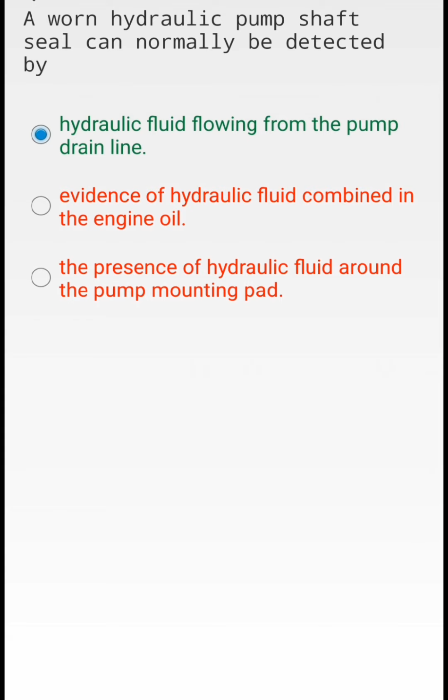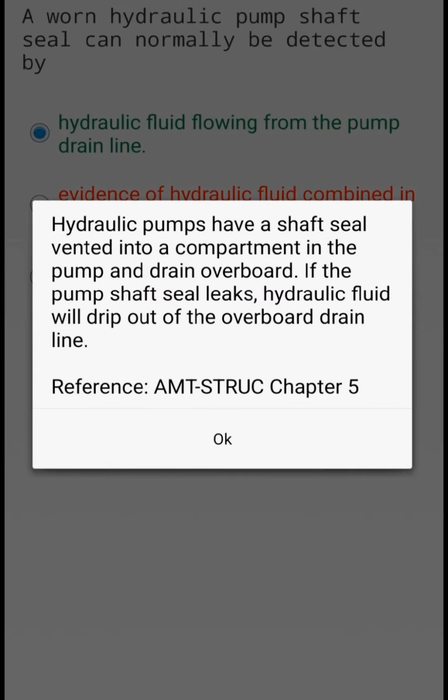A worn hydraulic pump shaft seal can normally be detected by hydraulic fluid flowing from the pump drain line. Hydraulic pumps have a shaft seal vented into a compartment in the pump that drains overboard. If the pump shaft seal leaks, hydraulic fluid will drip out of the overboard drain line.